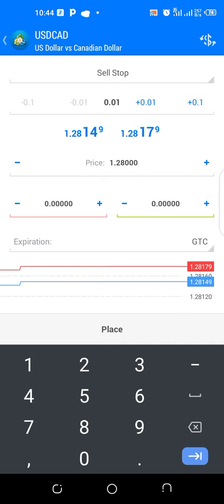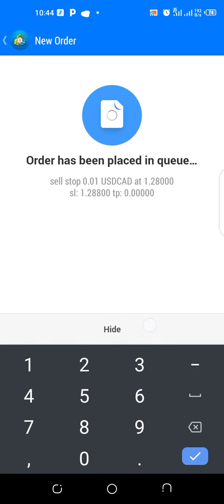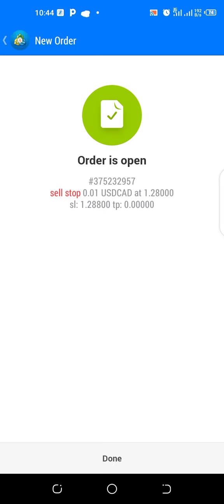So let's say our entry price will be here, 1.28000. Our stop loss is going to be, sorry, 1.28800. Place, that's it.